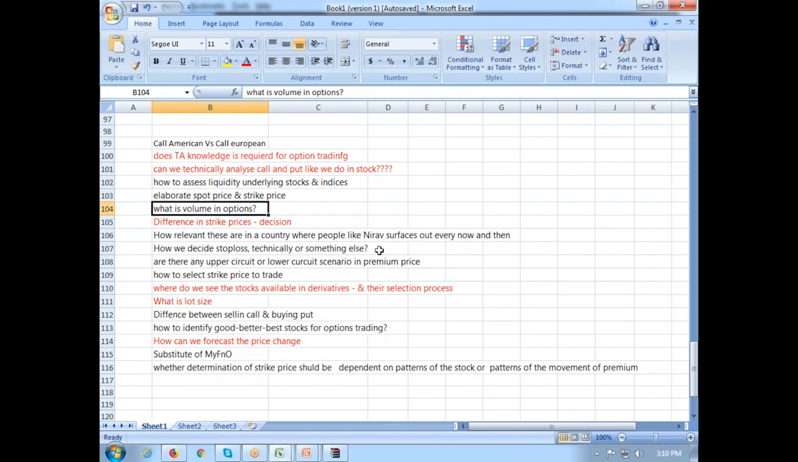What is volume in options? Volume in options is like volume in any other contract. Options are different contracts. For an underlying, every contract is different. Every contract has a different price, a different volume, a different identity, a different ISIN number. So the 240 call and the 250 call, in the eyes of an exchange, are two different contracts. So the volumes are going to be different, and you will get the data of volume.